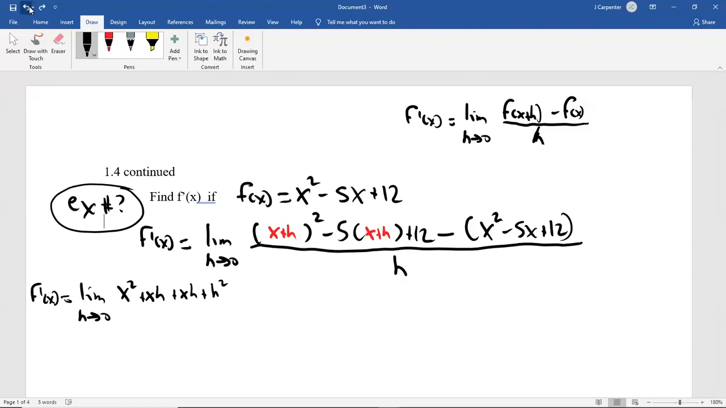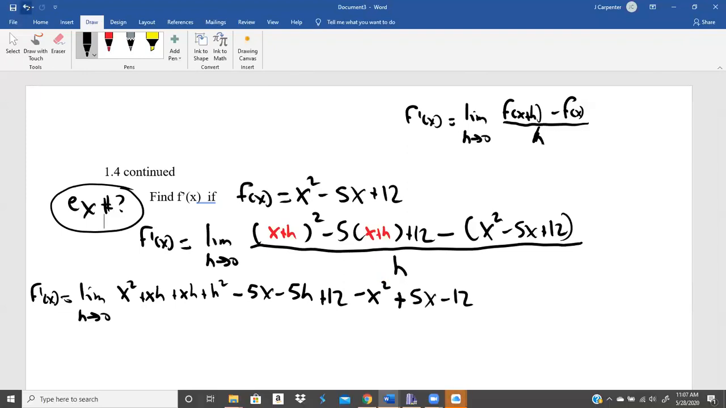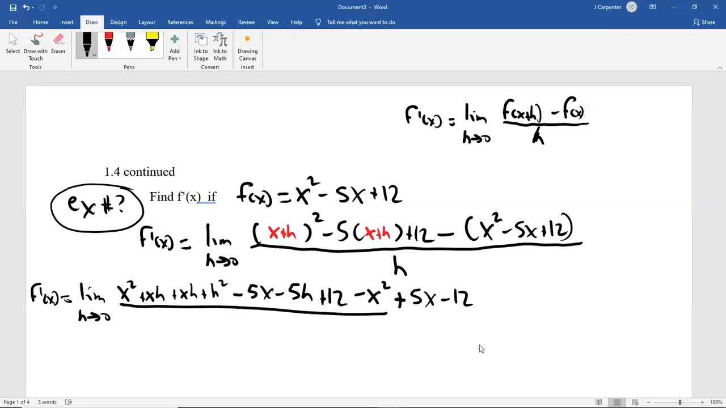Then we can distribute the minus 5, so that's going to be a minus 5x minus 5h. Watch your signs when you distribute negatives. Then the plus 12. Then we're going to distribute this negative to those 3 terms. That's minus x squared plus 5x minus 12. Then all divided by h.